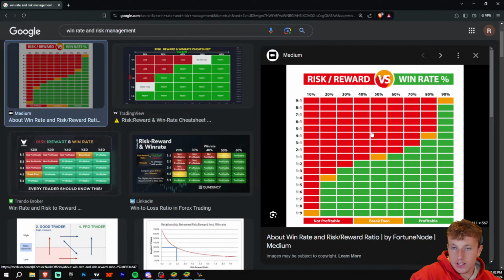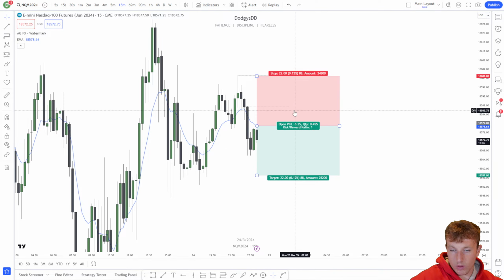This is called risk to reward versus the win rate, meaning if you have a so-and-so win rate, it tells you what risk to reward you need to be profitable. Starting off, if you have a 50% win rate, you need at least a 1-to-1 risk to reward to be break even. Here's a 1-to-1 risk to reward. This is what is drawn on the chart right now. So to be break even, you need a 50% win rate at a 1-to-1.